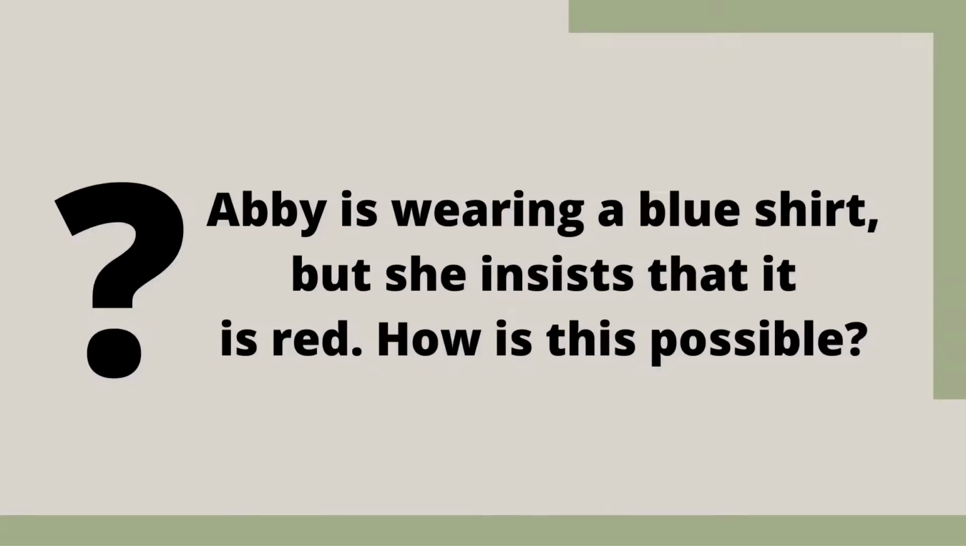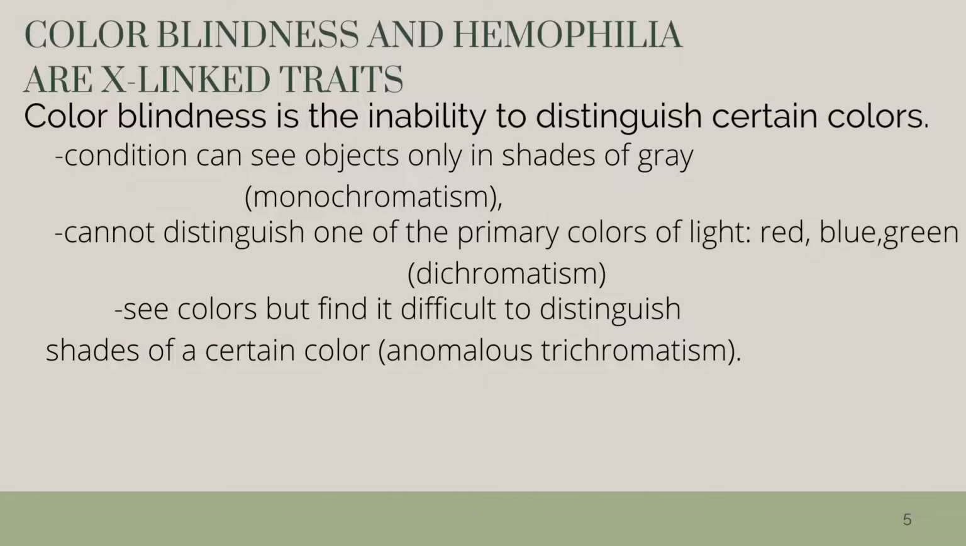Abby is wearing a blue shirt, but she insists that it is red. How is this possible? Before we answer this, we were talking about color blindness. Color blindness and hemophilia are X-linked traits.